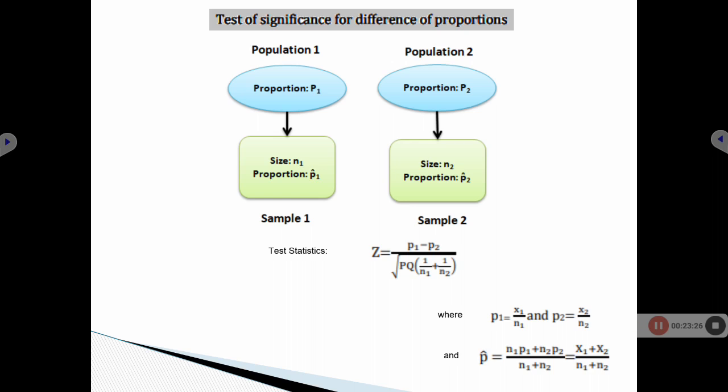The test statistic we are going to see here is Z is equal to P1 minus P2 divided by root of PQ into 1 by N1 plus 1 by N2. Okay. So here the P1 formula is X1 divided by N1 and our P2 formula is X2 divided by N2. And if you want to find P cap, the formula here is N1 P1 plus N2 P2 divided by N1 plus N2.